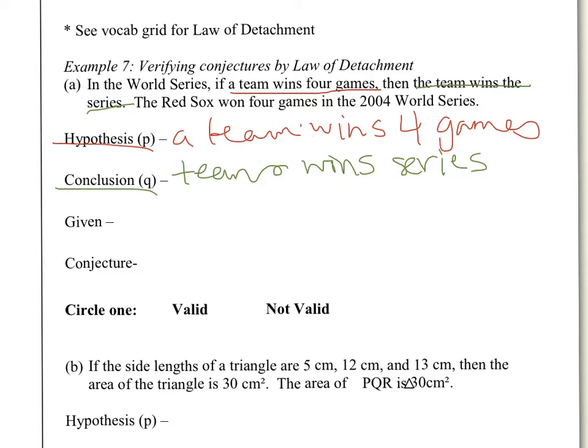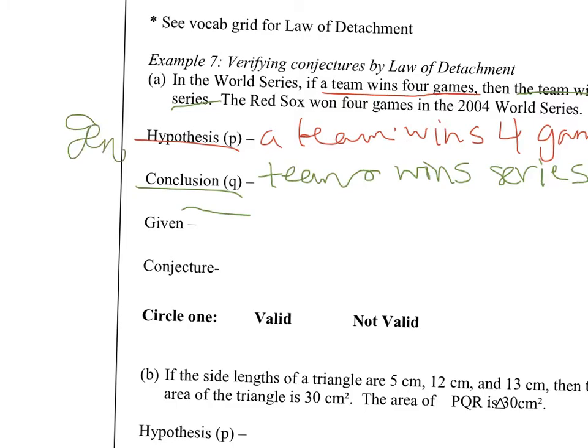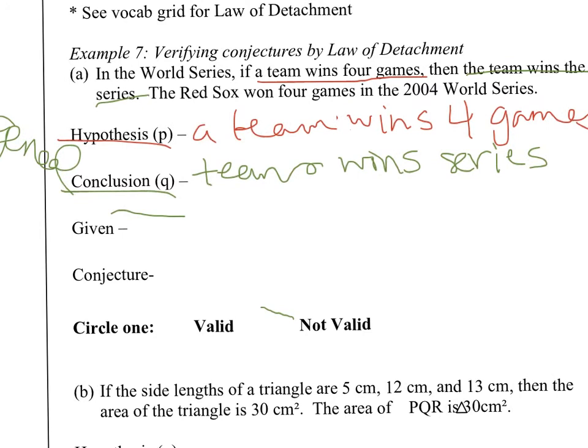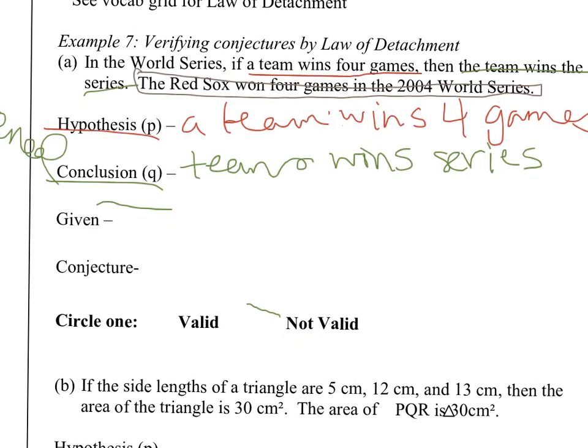So the law of detachment always starts with a general sentence that just says, if this, then this. So this is a very general statement. It's not specific. But then we're given a given. So here is our given right here. It'll come directly next.